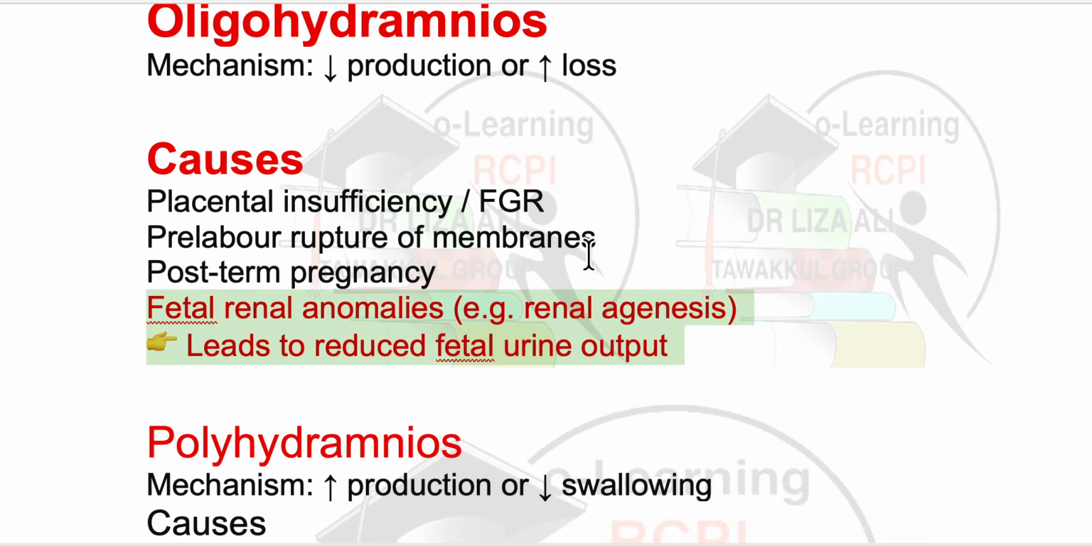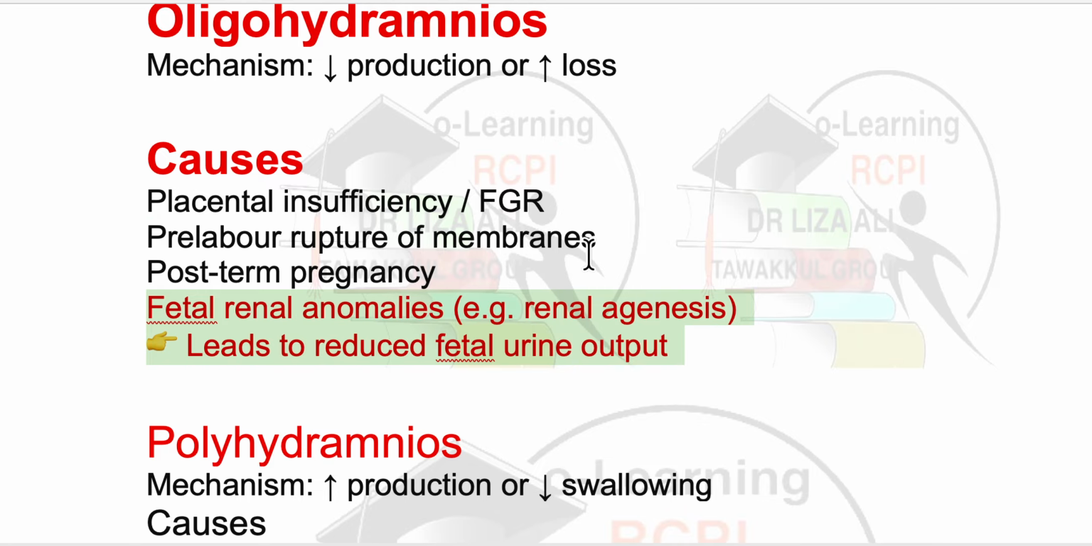So we have done the causes of oligohydramnios up to here. Now we'll go to polyhydramnios. Polyhydramnios means there is increased production of fetal urine. Less production means oligo, and more means poly. Or there is decreased swallowing. The baby is not swallowing any fluid, so decreased swallowing will cause polyhydramnios. Where is the fluid going to go?